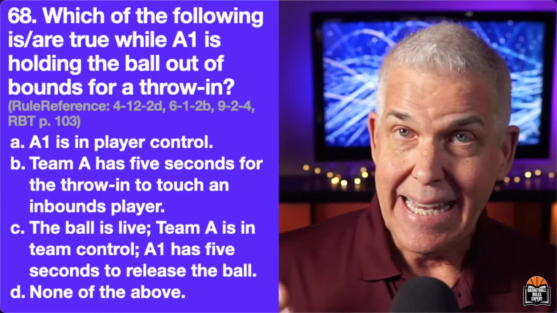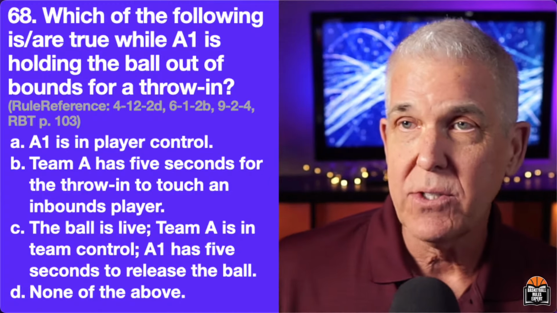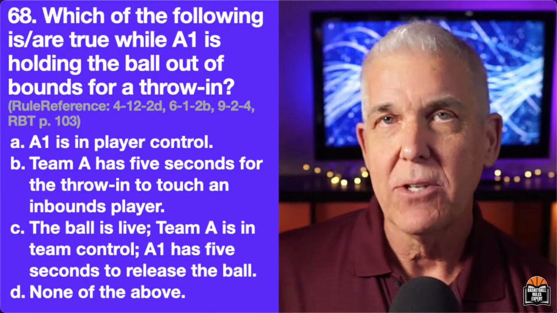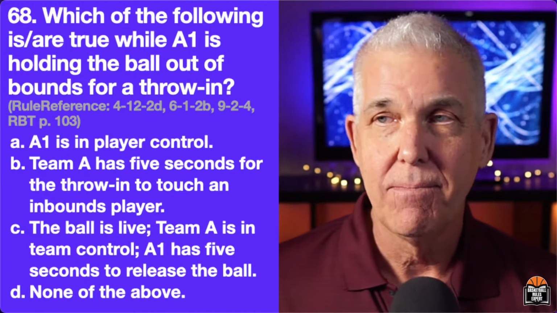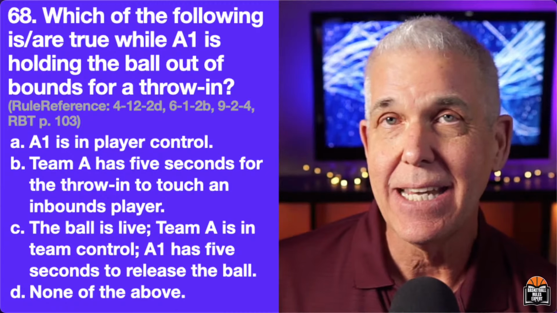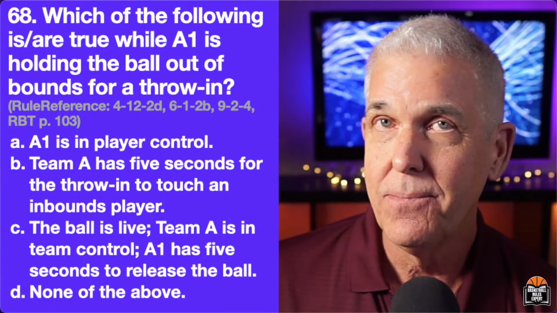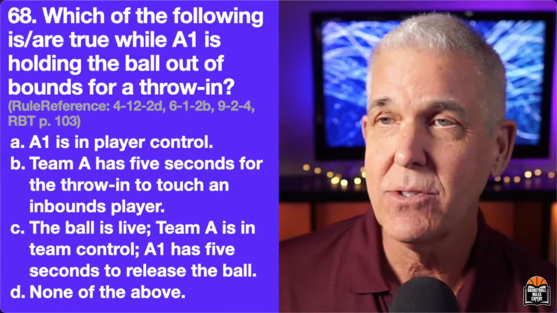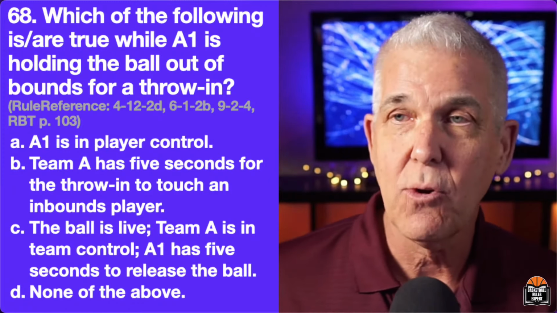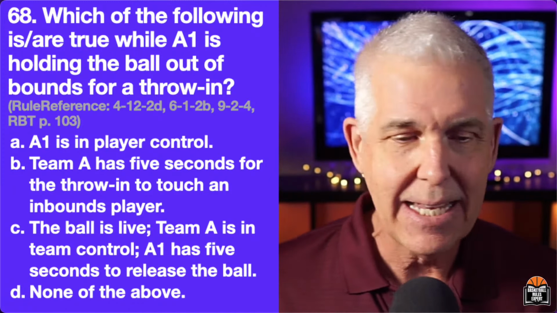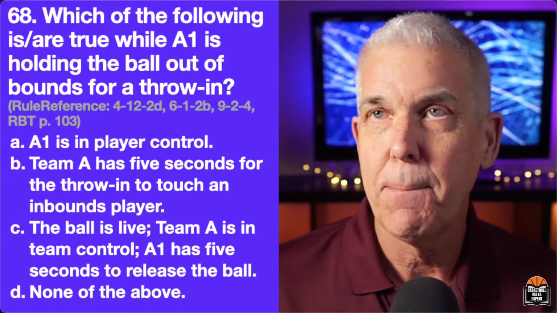I'm going to go with C. There's no caveat. C, the ball is live. Team A is in team control by rule, but only for the administration of fouls. A1 has 5 seconds to release the ball. Those are all true statements. C is our correct answer. We're not picking nits, and we're moving on.